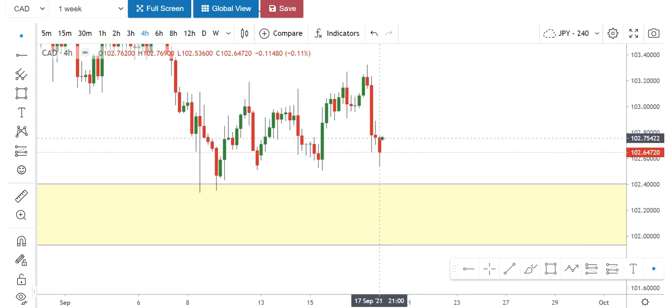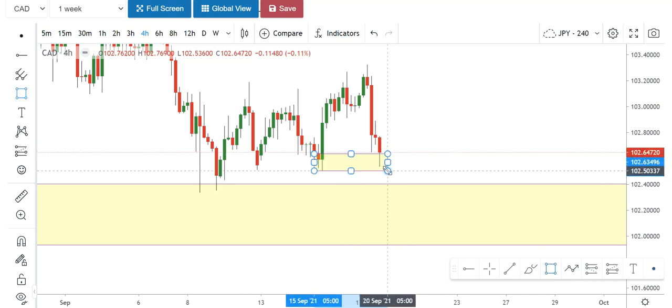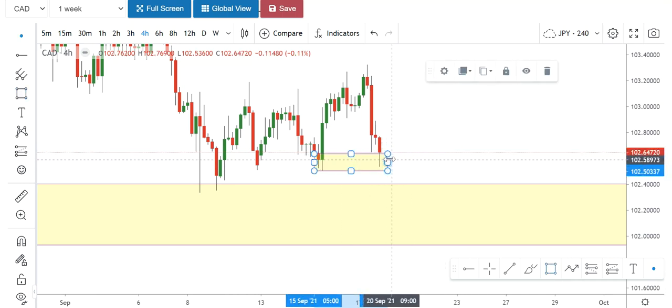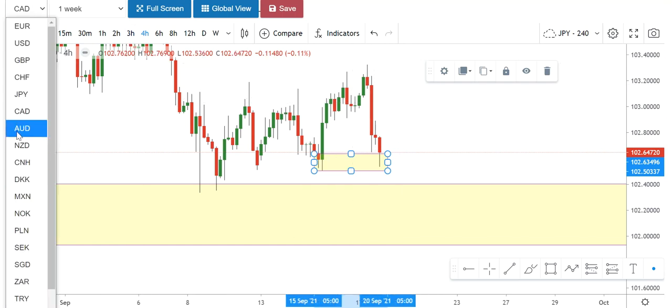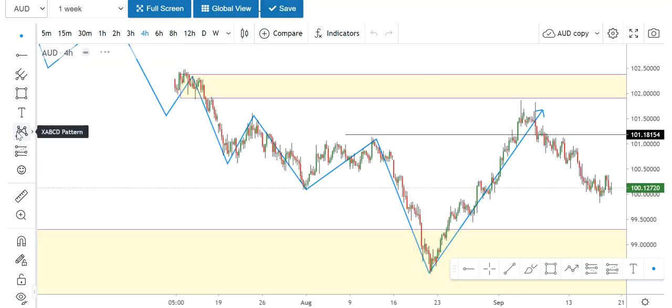But if you look at the 4 hours so far, what can we see? Now so far on the 4 hour, we can see that we've been able to get to this demand zone, and after getting to the demand zone, what can we expect? Now we can expect further movement to the upside. Now that is what we have so far for the CAD for this week. Now let's quickly check the Australian dollar.